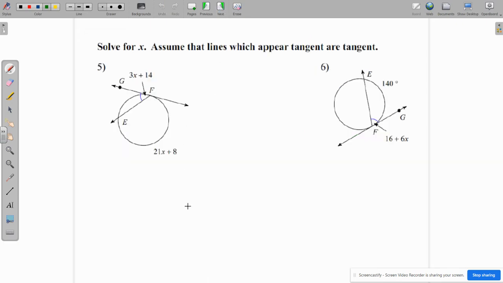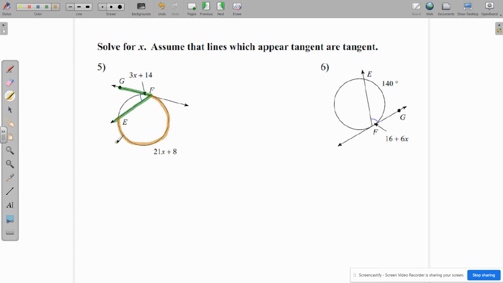Now the questions can get a little bit more complex where you might have a variable that you're looking to solve. So let's take a look at that. Solve for x, assume that lines that appear to be tangent are in fact tangent. So here we can see that our angle GFE, this angle, has a measure of 3x plus 14, whereas this arc, the major arc here, has a measure of 21x plus 8.